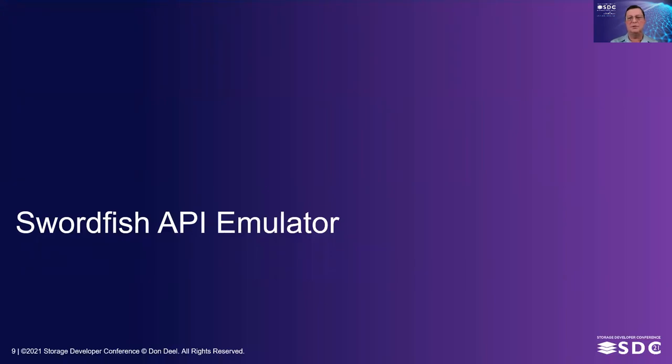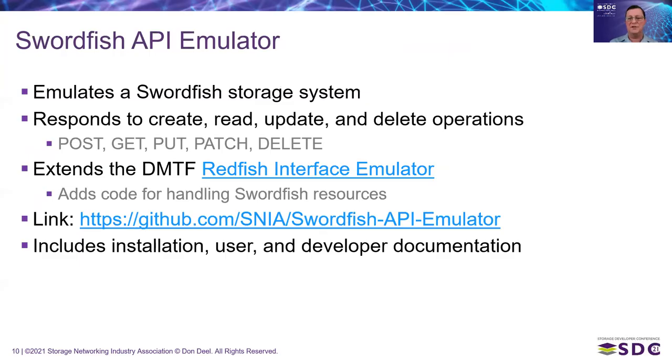The first open source tool that I'll talk about today is the Swordfish API emulator. The Swordfish API emulator can mimic a target Swordfish implementation before the real Swordfish implementation exists. It provides a way for developers to bring a mockup for a target Swordfish implementation to life. This allows developers to confirm that the approach they are pursuing provides the desired results. It also supports the parallel development of a possible Swordfish client software package. The Swordfish API emulator extends the DMTF Redfish interface emulator in much the same way that the Swordfish specification extends the Redfish specification.